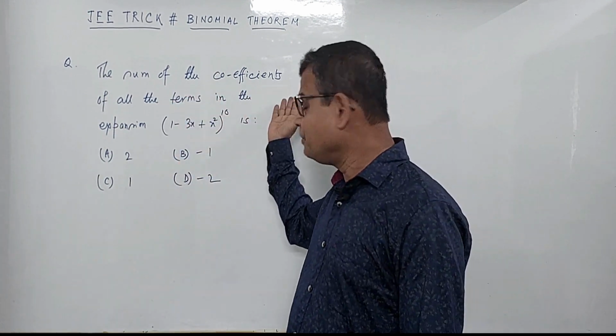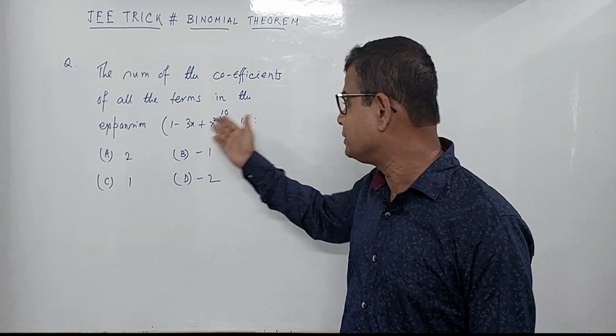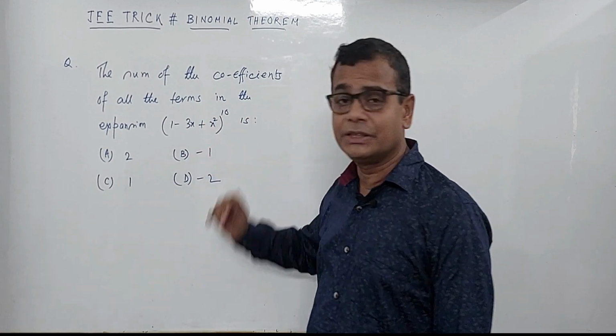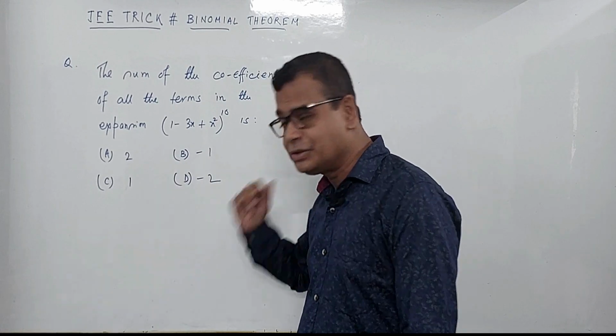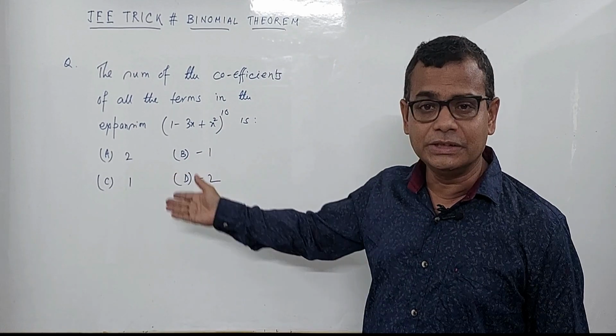The sum of the coefficients of all the terms in the expansion (1 - 3x + x²)^10 is 2, -1, 1 and -2. Which of the following four options is right here?